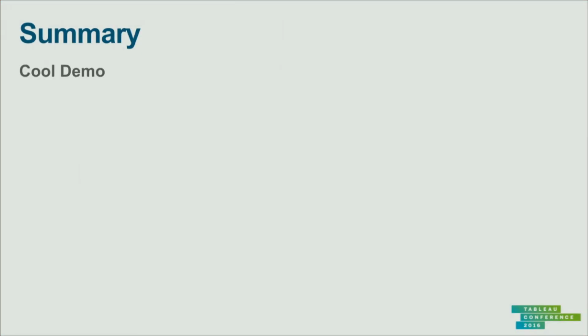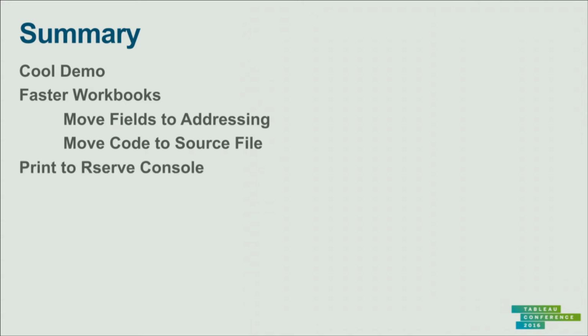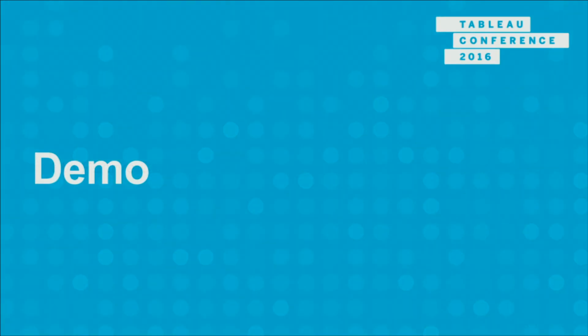So in sum, we've done one cool demo, well, two, depending on how you count it. We've talked about faster workbooks by moving your fields to addressing, basically checking all of your fields, and moving all of your source code into a file. We've also looked at printing to the Rserve console in order to better understand what's going back and forth. So let's move on to another demo.